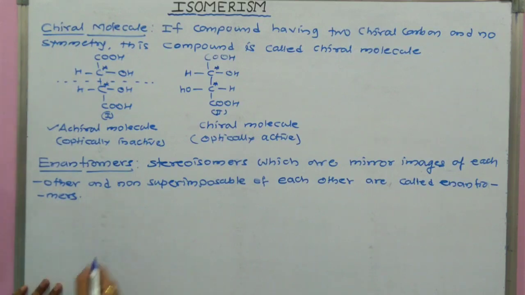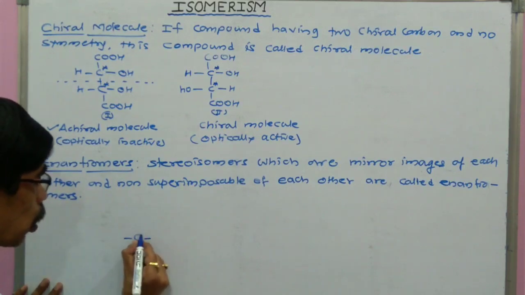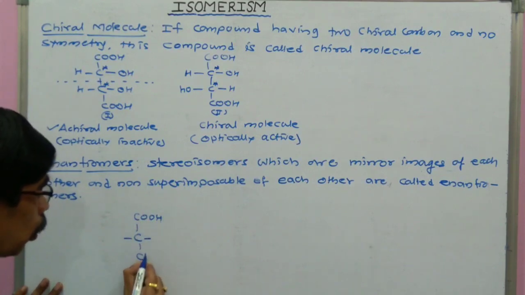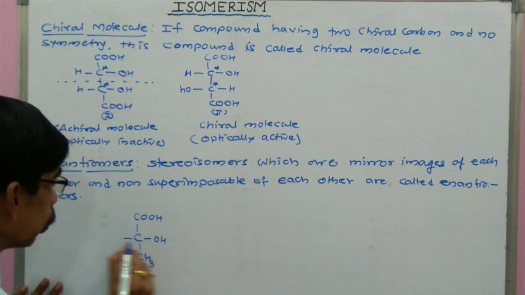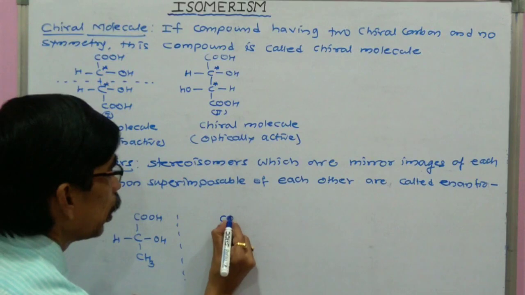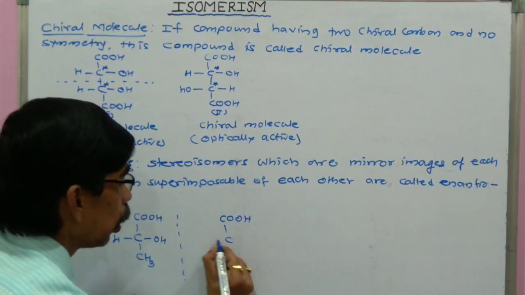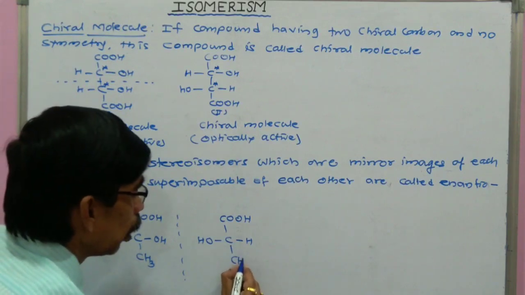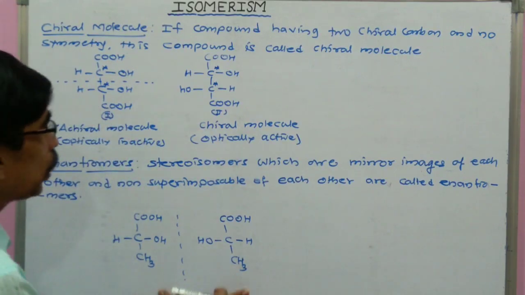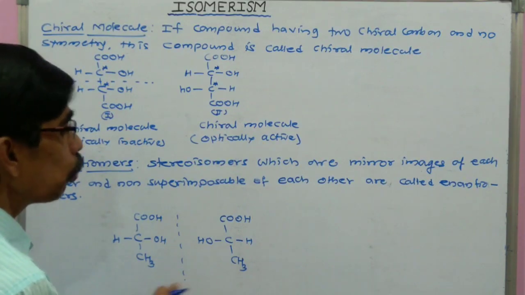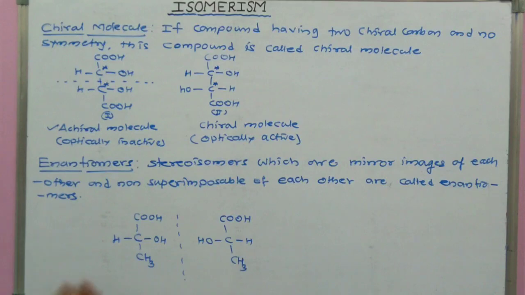For example, lactic acid: this COOH, this CH3, this OH, and this H. This is the mirror, and this is the mirror image. So these two are the enantiomers of each other. These are mirror images of each other, and they are non-superimposable. Therefore, these are called the enantiomers.